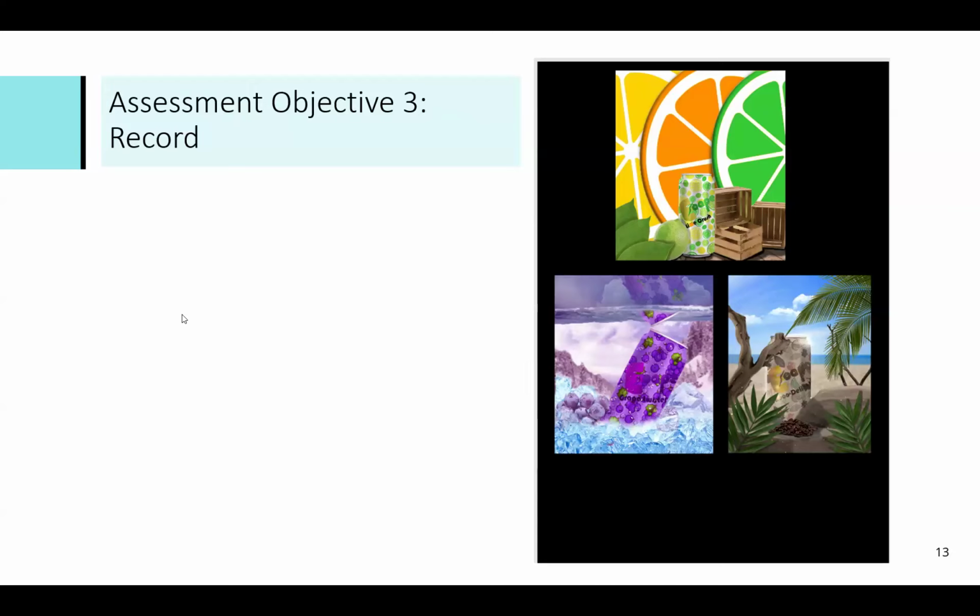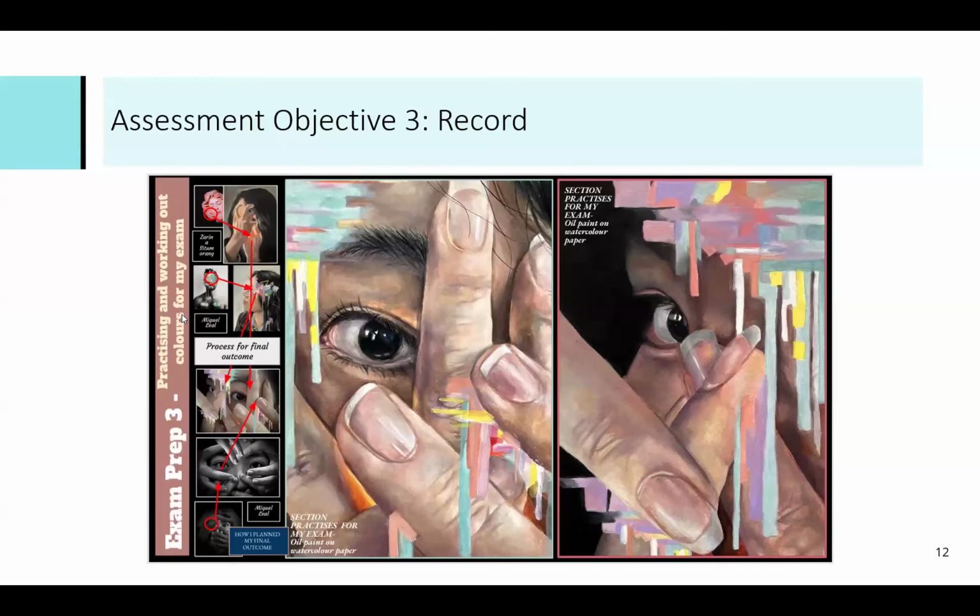Assessment objective 3 for this graphic communication submission shows a selection of individual. Apologies, that's fine, Lindsay. Can we go back to the previous one? Because there is a question about that artwork specifically. They said, I don't understand how this meets the record criteria.